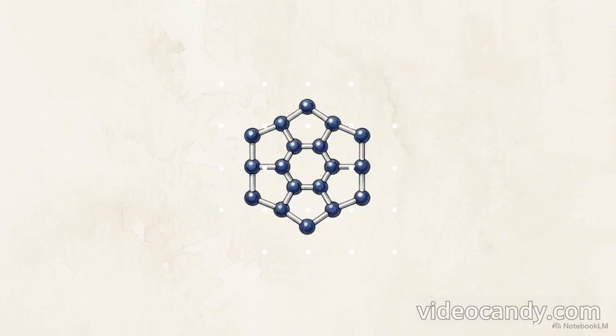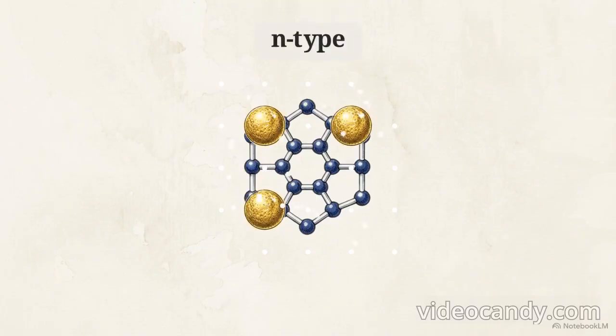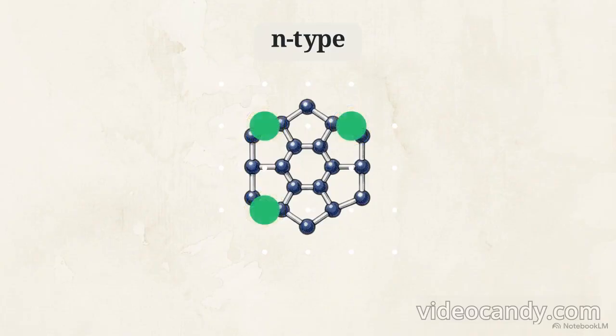Engineers control this conductivity through doping. By deliberately injecting foreign atoms into the lattice, they alter its electrical properties. This creates a permanent surplus of free-floating electrons, forming an N-type semiconductor optimized for negative charge. Injecting different elements creates structural voids, known as holes, where an electron ought to be. This forms a P-type semiconductor.